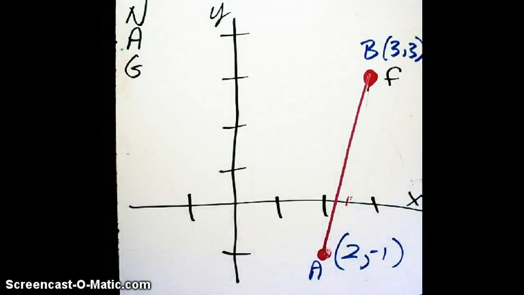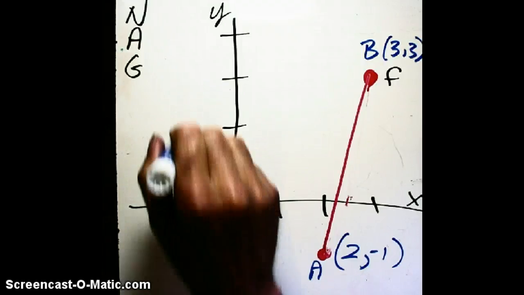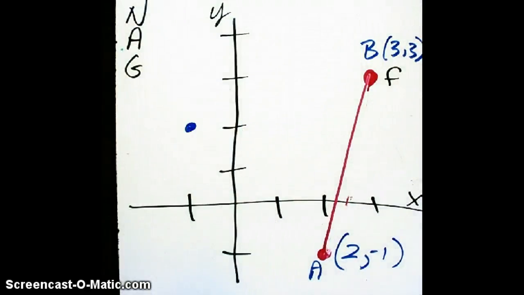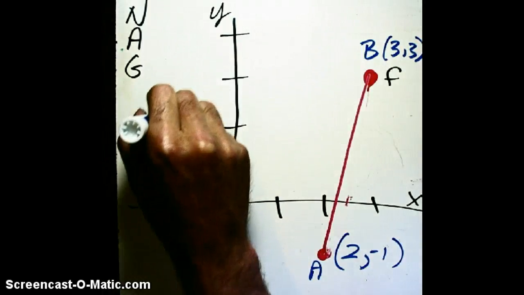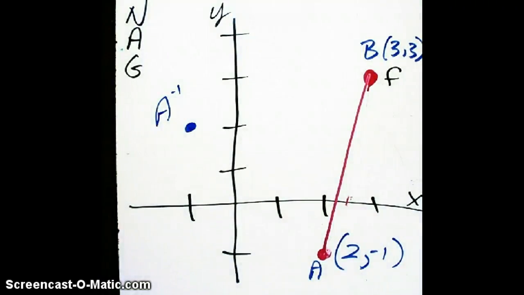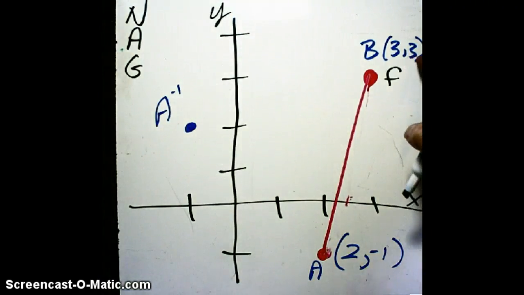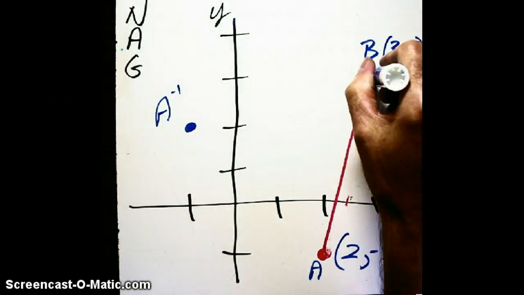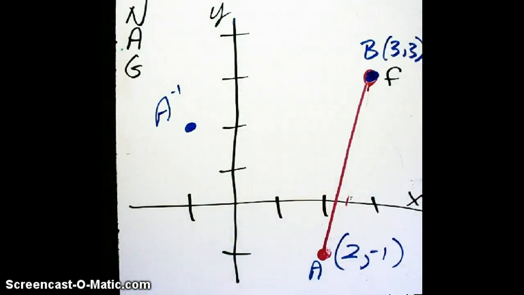All right. Now let's just take the other color here. We'll take the blue and we'll switch it. So -1, 2. Instead of A, this is inverse A. And how about point B, 3, 3, switch them. Oh, what do I get? I get 3, 3. So its inverse is the same point right there.